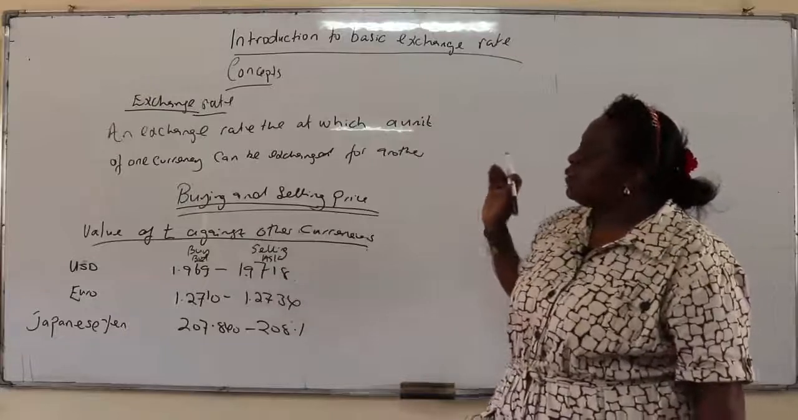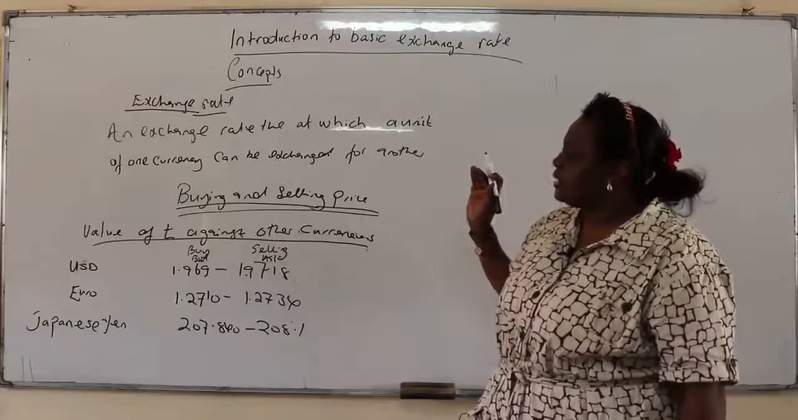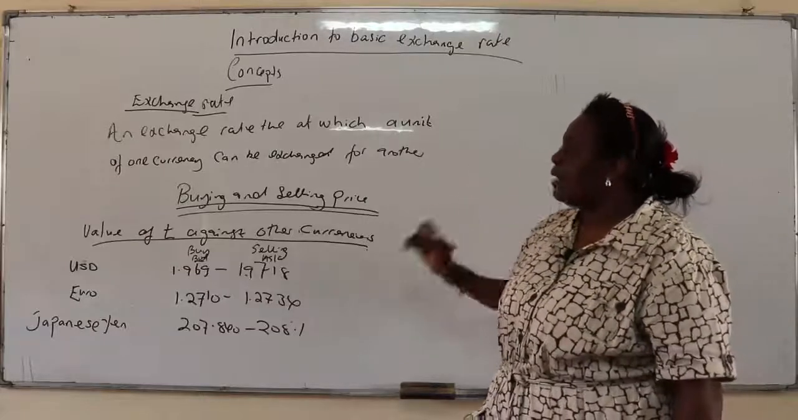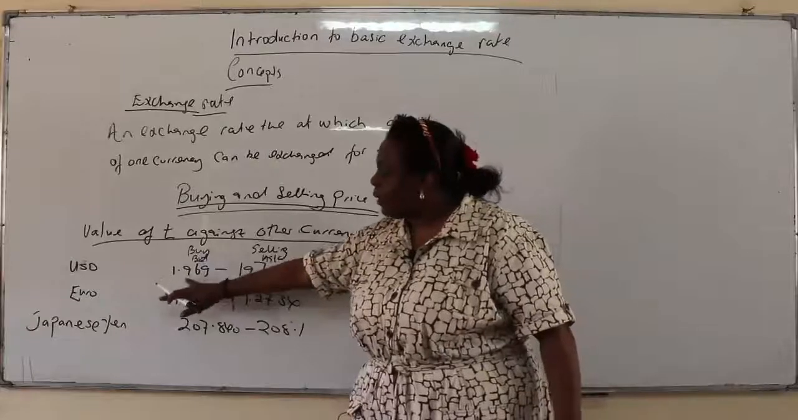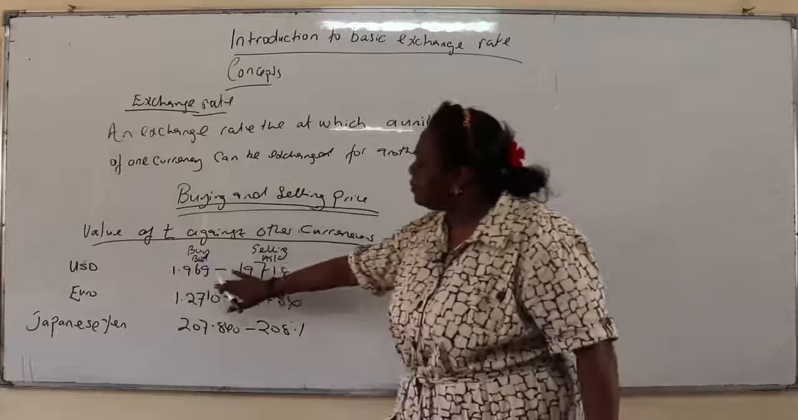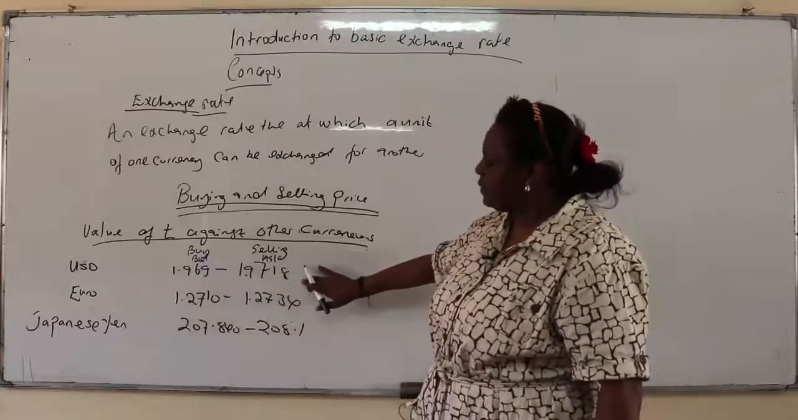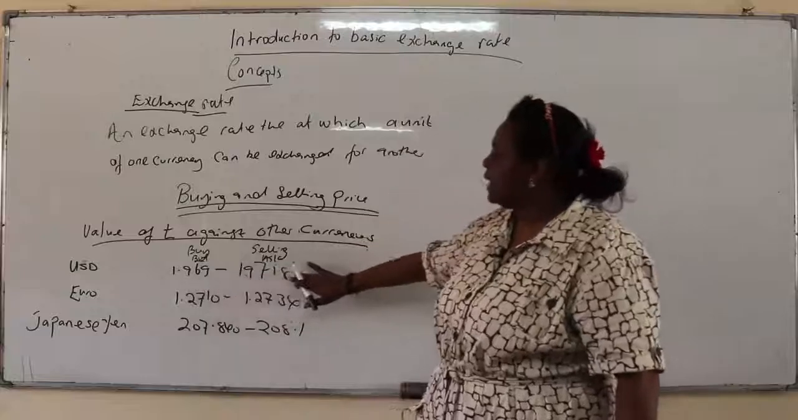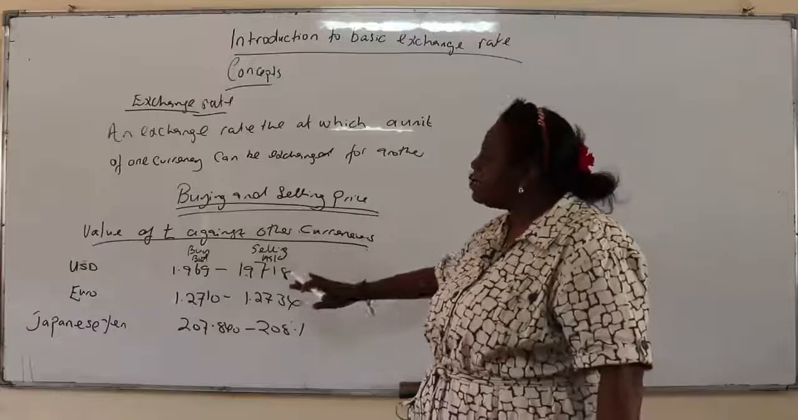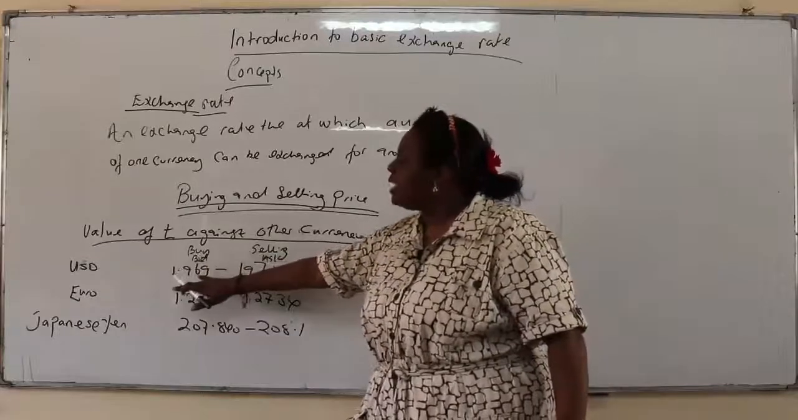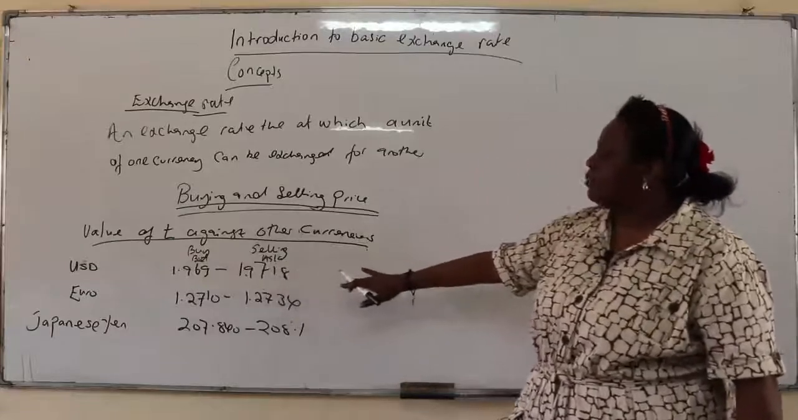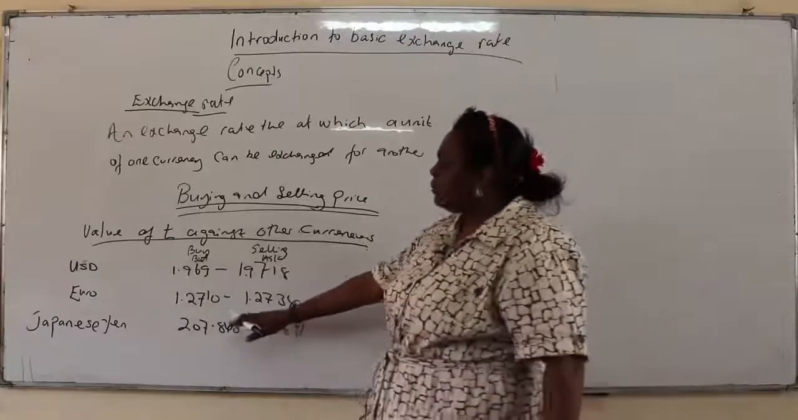Then, if the same investor wants to sell back the sterling pounds to the bank, the bank is going to buy them at 1.9695. Why? Because the bank has to make some profit. So the difference between the buying and the selling is what we call the spread. The bank buys sterling pounds at 1.9695 and sells sterling pounds at 1.9718.